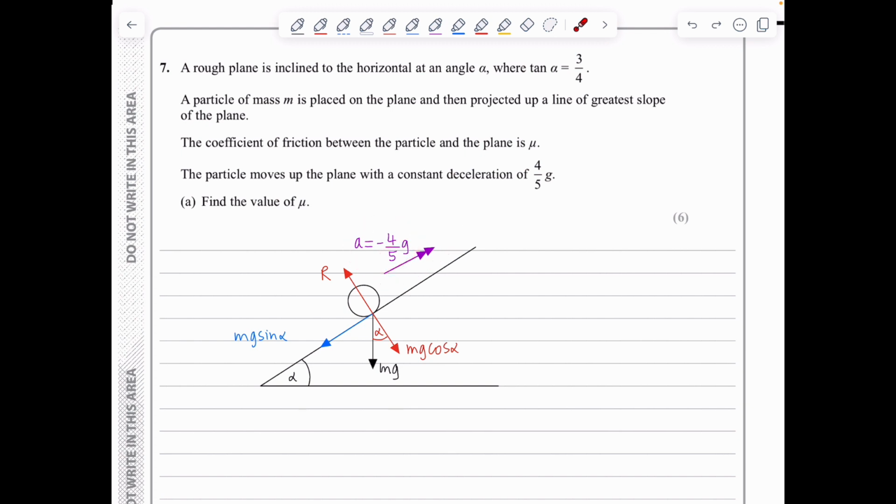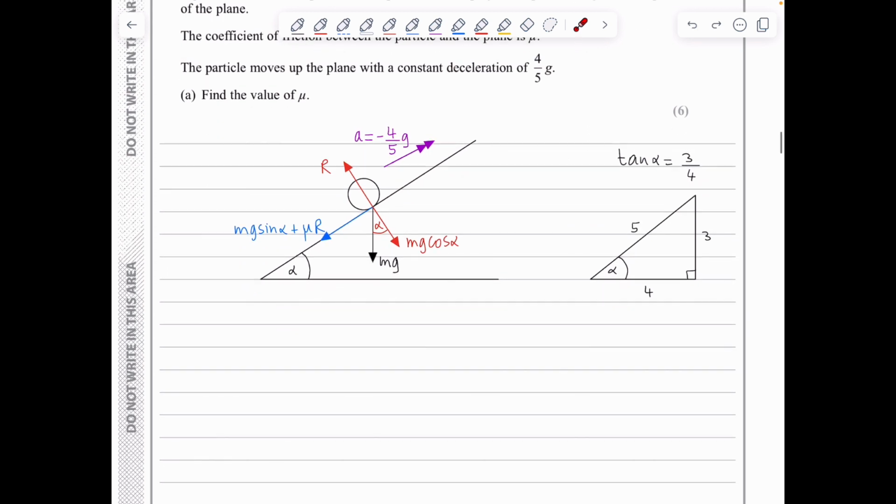And we obviously have friction. Friction is opposing motion, so it's acting down the plane. It's at its maximum value, F max, so it's mu R. So we've got all the forces acting here on a single diagram. In addition, we've been told that tan alpha is 3 over 4, so I could draw a right angle triangle that's 3 over 4. Obviously, the hypotenuse is 5, so we can conclude here that cos alpha is 4 over 5, and sine alpha must be 3 over 5.